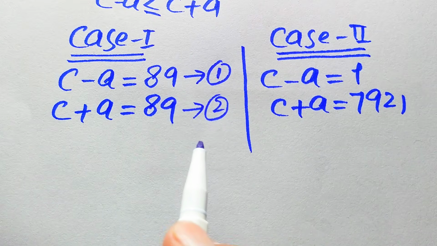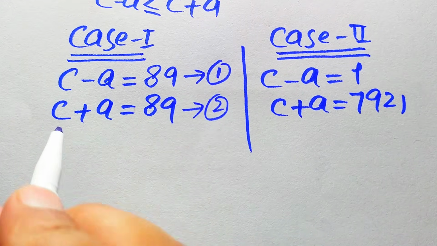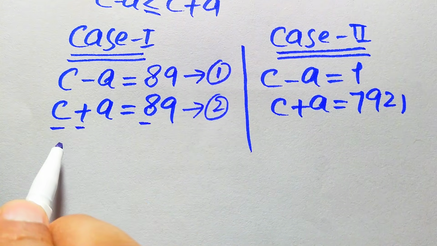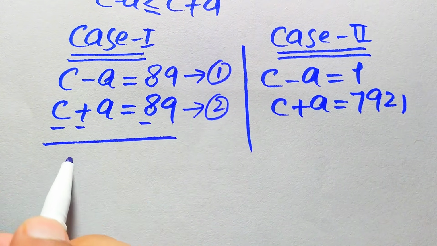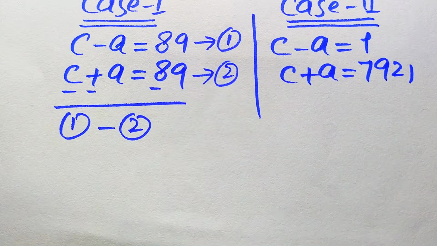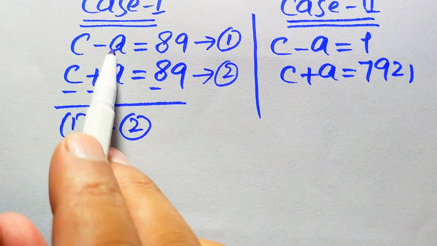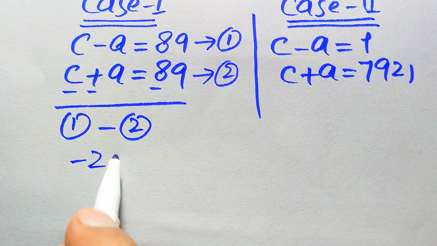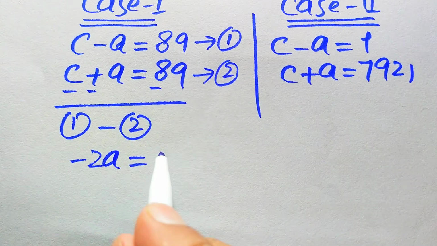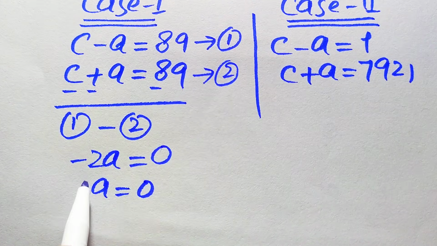So now first we subtract both of these two values. When we subtract equation number 1 from equation number 2, you see that the positive c and negative c are gone, and minus a becomes minus 2a, and these two are also gone and we get 0, and this case implies that a is equal to 0.